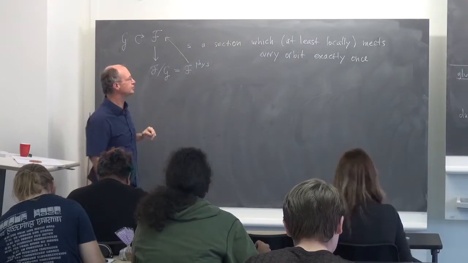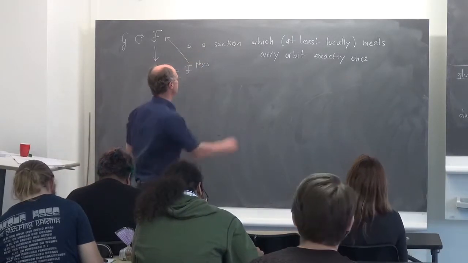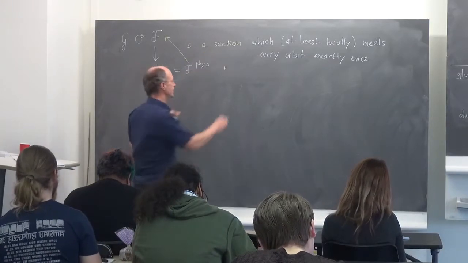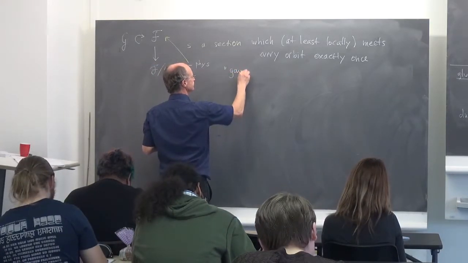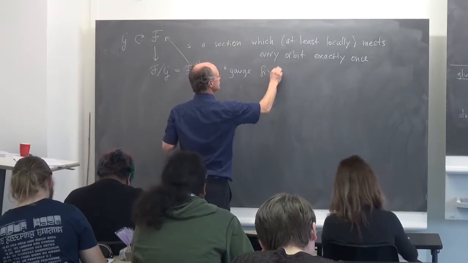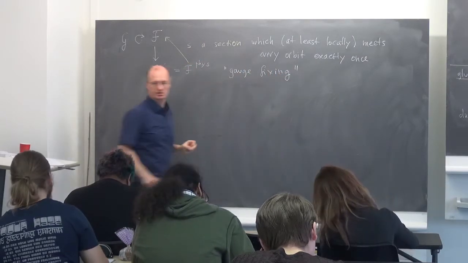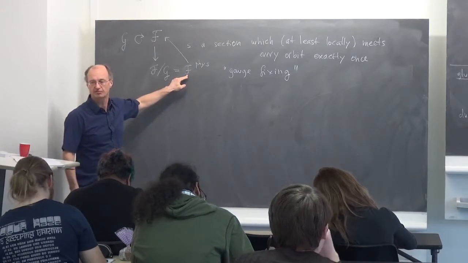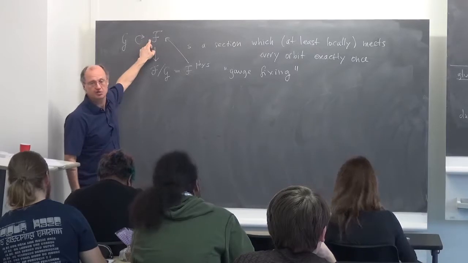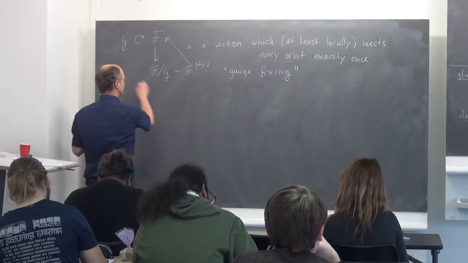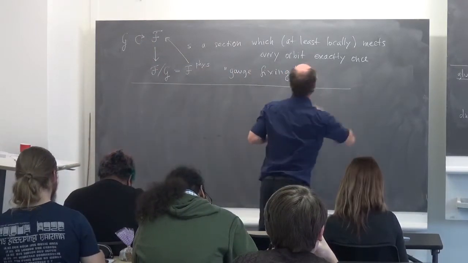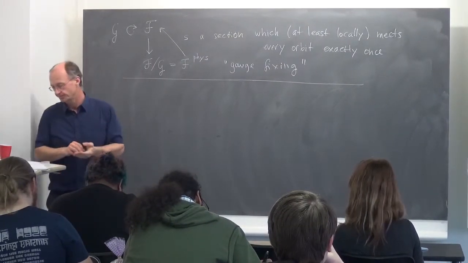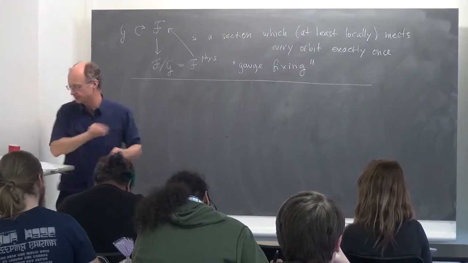We'll now look at some simple examples. Let me just say that in the physics language, such sections are called gauge fixings. So a gauge fixing is a section from F physical, from the quotient, to the space of fields, which meets every orbit exactly once. So let's look at examples.